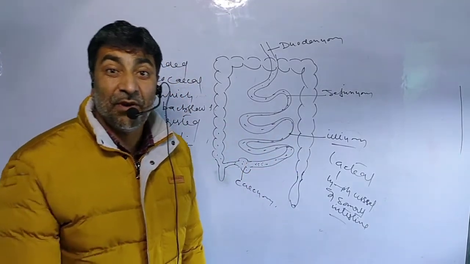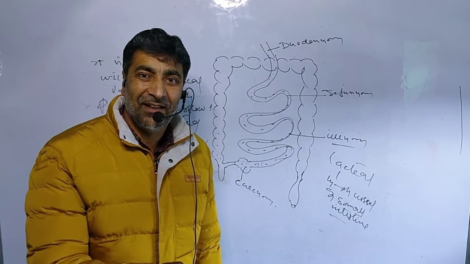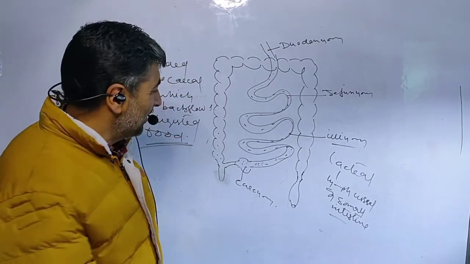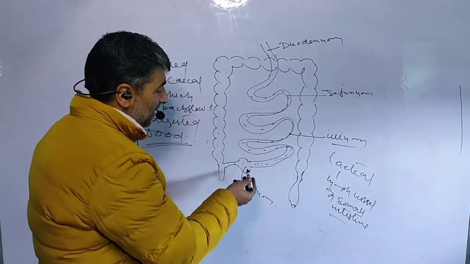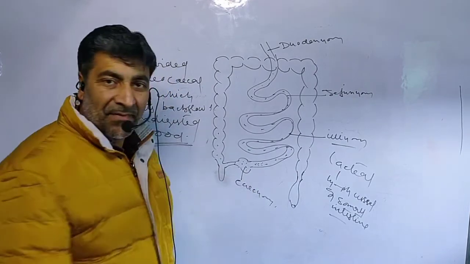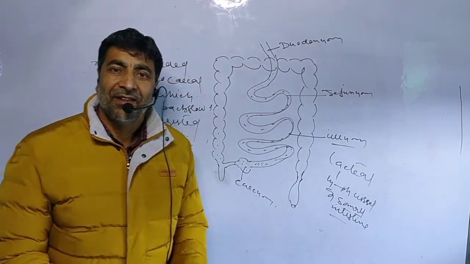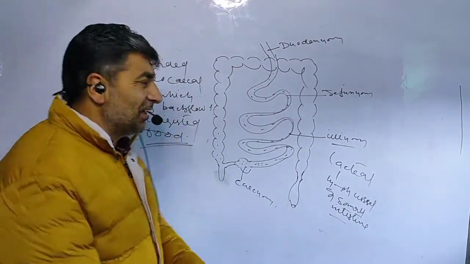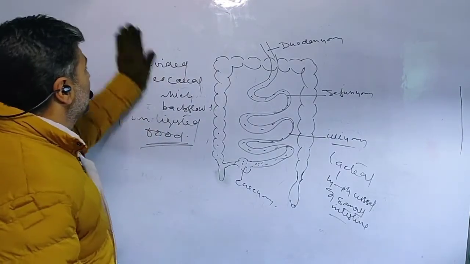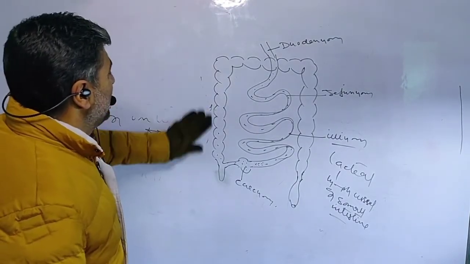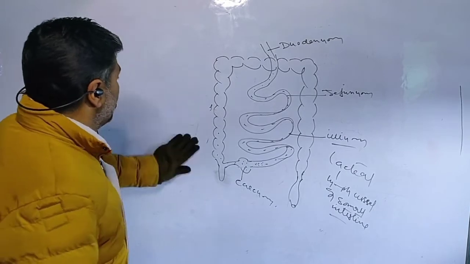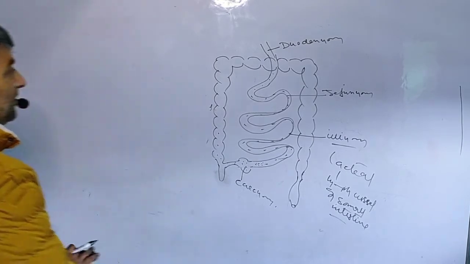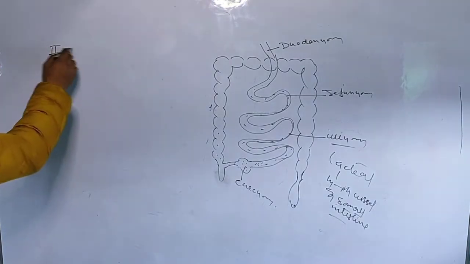It is prevented by the ileocecal valve. What does ileocecal mean? Ileo means ileum. Cecal means cecum. It is present at the junction, that is why it is called the ileocecal valve. It prevents this backflow of undigested food. This is the first part. The second part is colon.